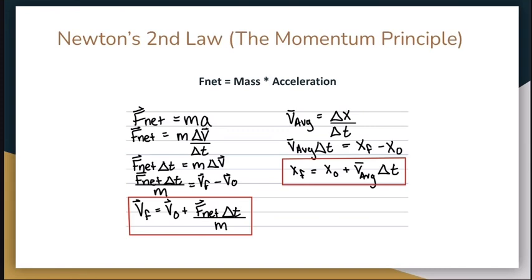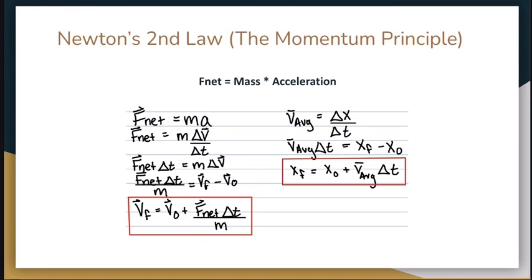Newton's second law can easily be broken down as F net is equal to mass times acceleration. In both of these cases and equations that we have right here, we are able to break down F net equals mass times acceleration to find different things such as our final velocity and our change in position. Here on the left, we have that F net is equal to mass times delta V over delta T, which is our change in velocity over a change in time.